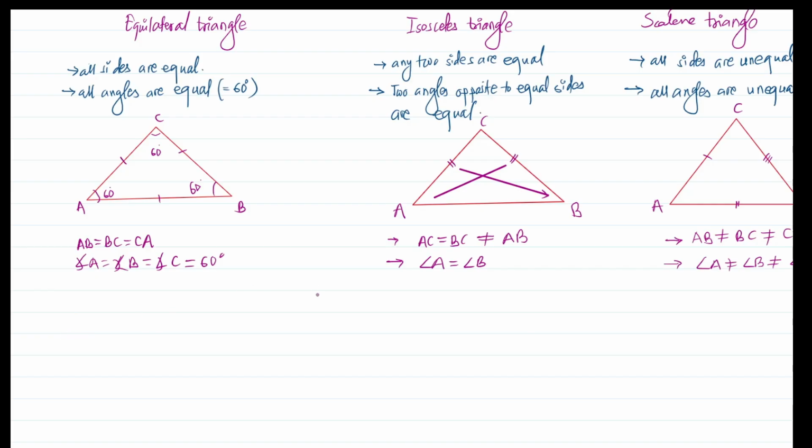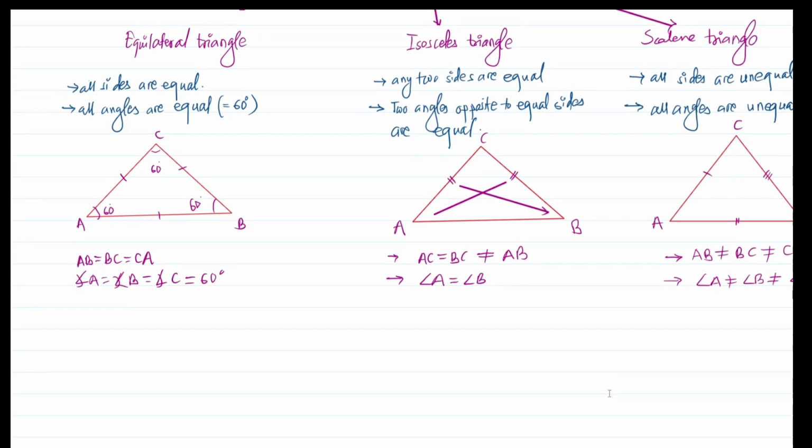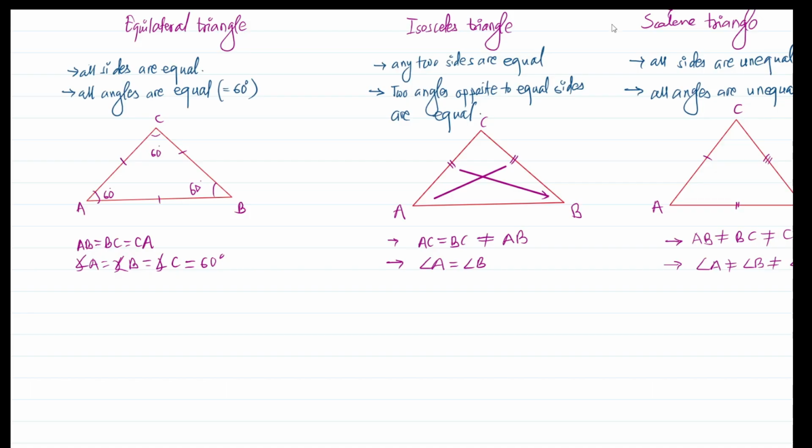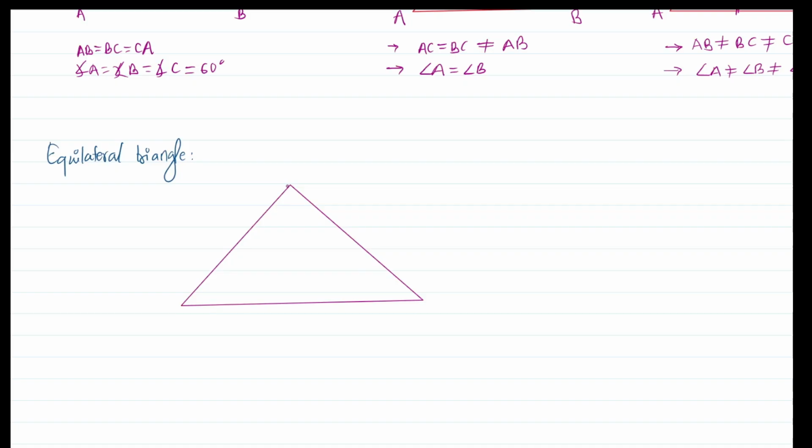Now we derive the formula to find the area and perimeter of each type of triangle. Consider the equilateral triangle. All sides are equal. Let the length of all sides be A.